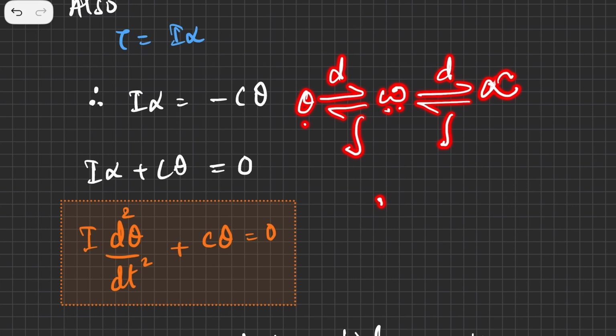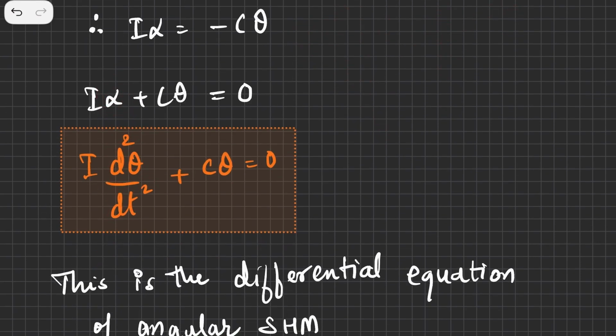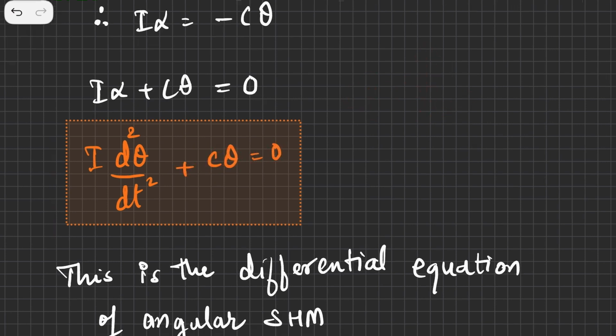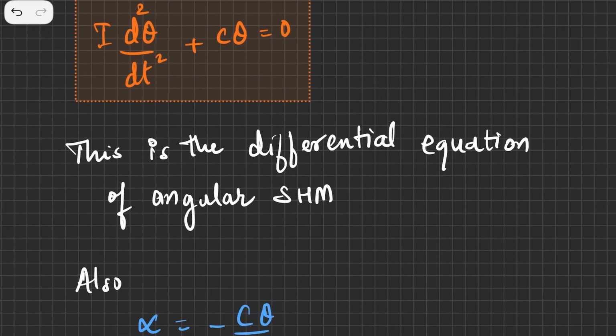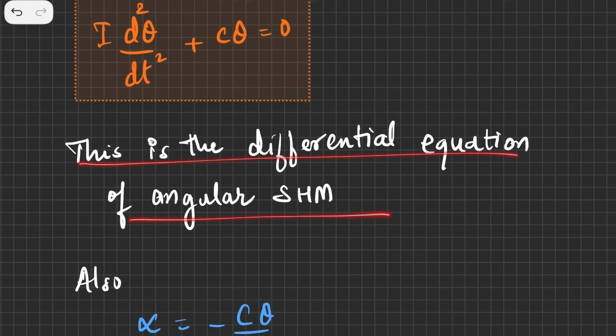So basically, if you differentiate theta two times, then you get alpha. So wherever there is an alpha, I will write the derivative of theta with respect to time, but only twice. So alpha is written as d square theta by dt square, and we get I d²θ/dt² plus c theta equal to 0. Now this equation is called the differential equation of an angular simple harmonic motion.